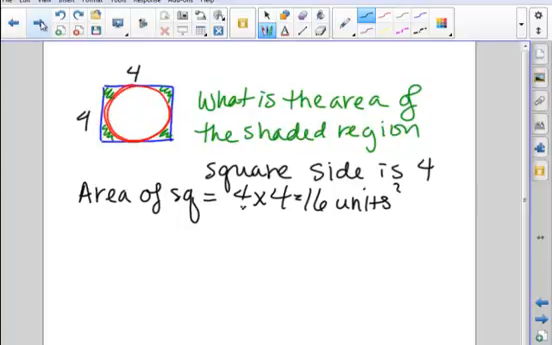And then what's the area of the circle? You actually have the information about the circle up there. You just have to identify it and connect it to what you know. Give me something you know about that circle.